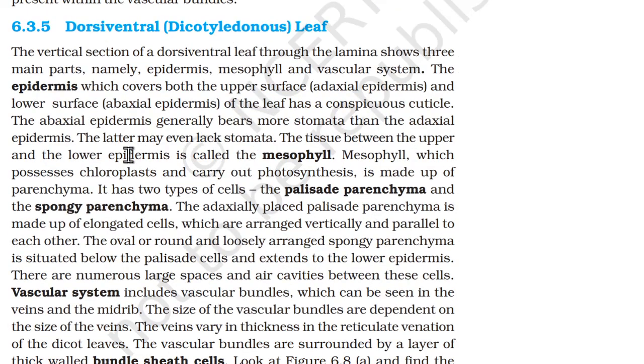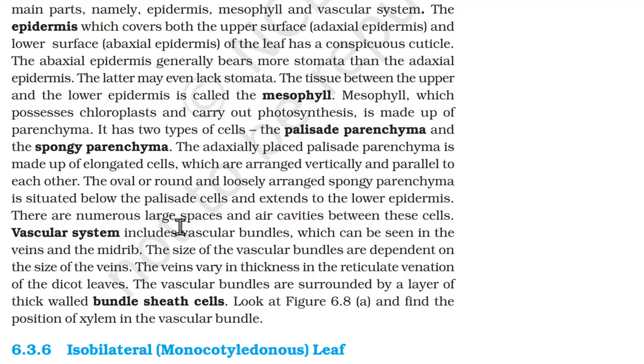The tissue between the upper and the lower epidermis is called the mesophyll. Mesophyll, which possesses chloroplasts and carries out photosynthesis, is made up of parenchyma. It has 2 types of cells, the palisade parenchyma and spongy parenchyma. The adaxially placed palisade parenchyma is made up of elongated cells which are arranged vertically and parallel to each other. The oval or round and loosely arranged spongy parenchyma is situated below the palisade cells and extends to the lower epidermis. There are numerous large spaces and air cavities between their cells.